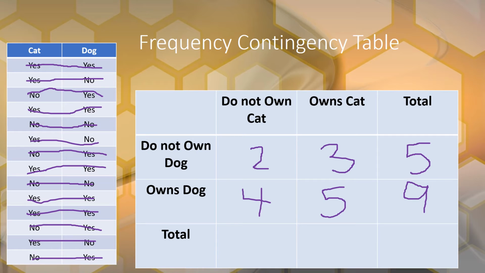And then let's do the cat variable. So how many people do not own a cat? That would be 2 plus 4, which is 6. And how many people own a cat? That would be 3 plus 5, so that's 8. Alright, so then we're going to add the totals to make sure they both add up right. So 5 plus 9 is 14. And then 6 plus 8 is also 14. So it all adds up right. So the total number of people in our study was 14. So that's that total.